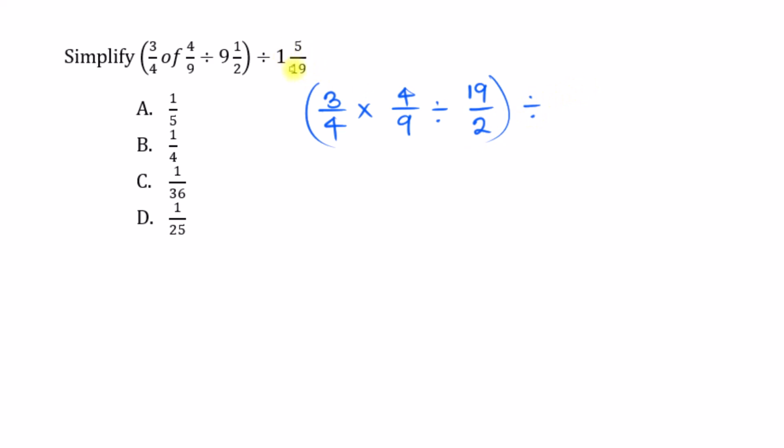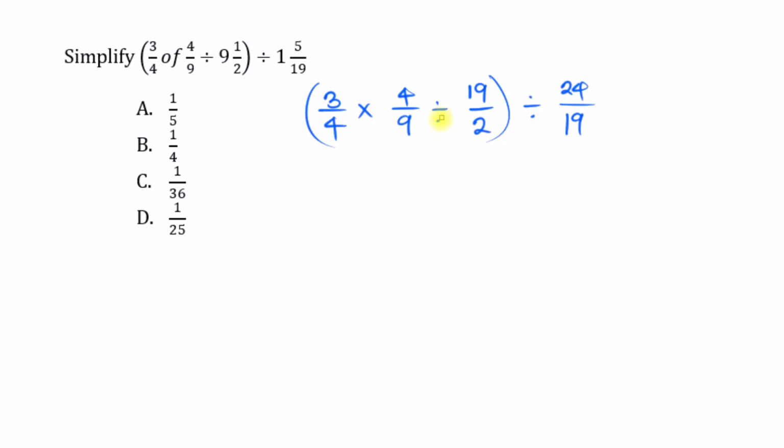Again, here we have this improper fraction to convert to a proper fraction. 1 multiplied by 19 is 19. 19 plus 5, that is 24 over 19. So this is good and quite interesting. Look at all these expressions, ideally we are to find out what is in the bracket first and then get to operate on this later one.